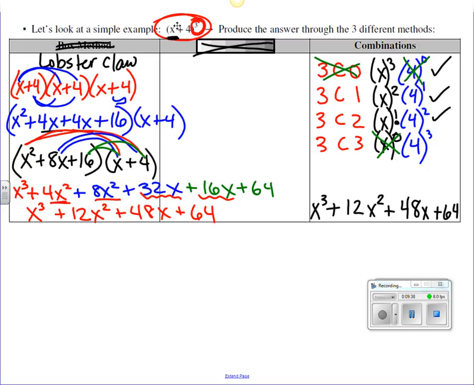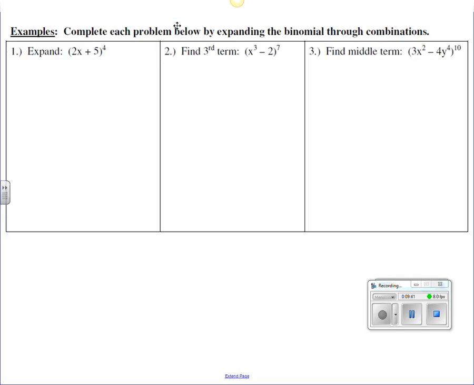Okay. All right. I don't want you to do lobster claw today. We're not doing lobster claw. We're doing the C. Okay, here we go. What is my exponent? You start with the exponent. So I'll put a 4 and a C.